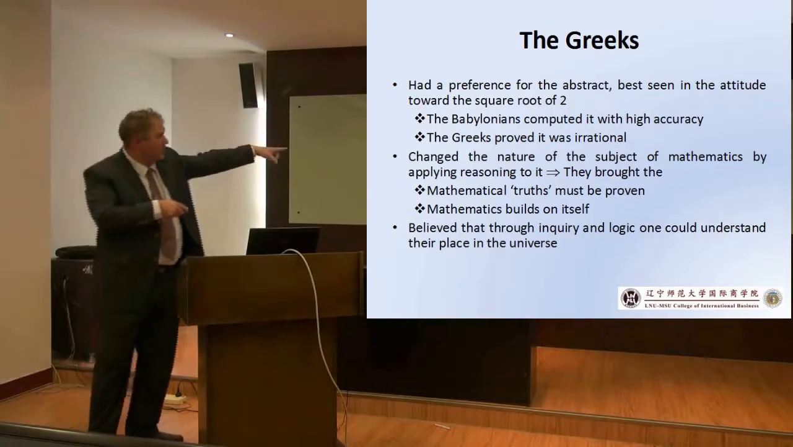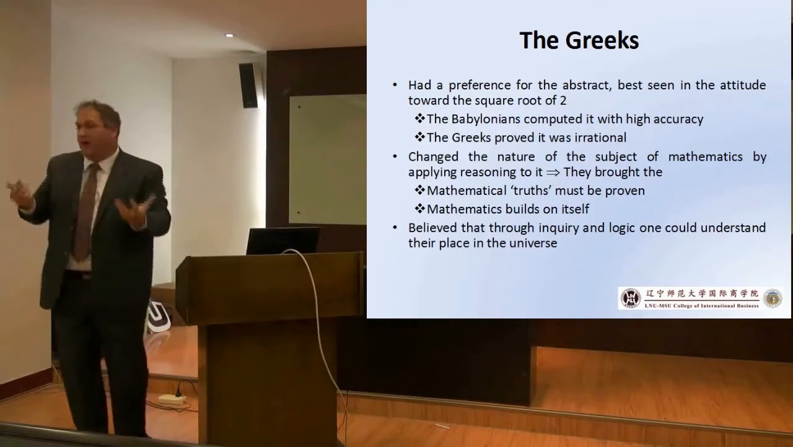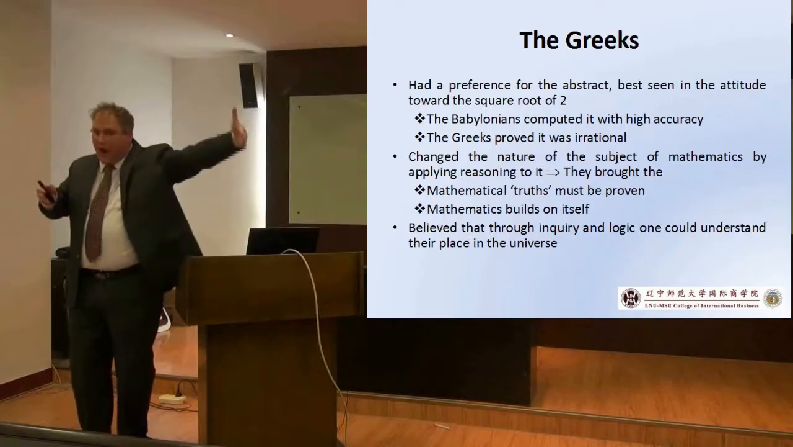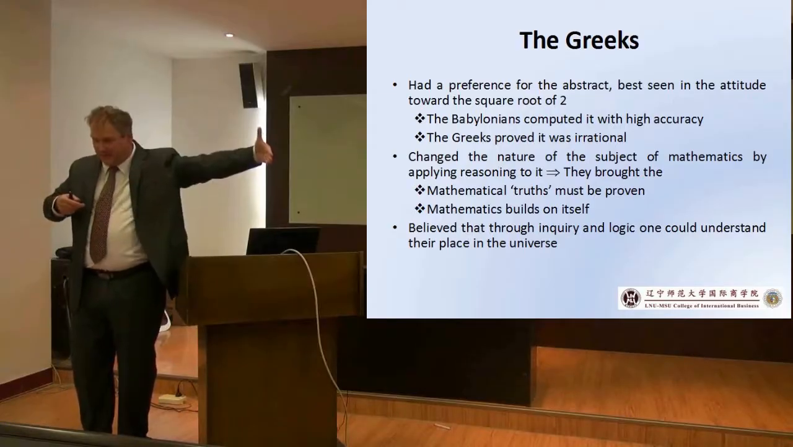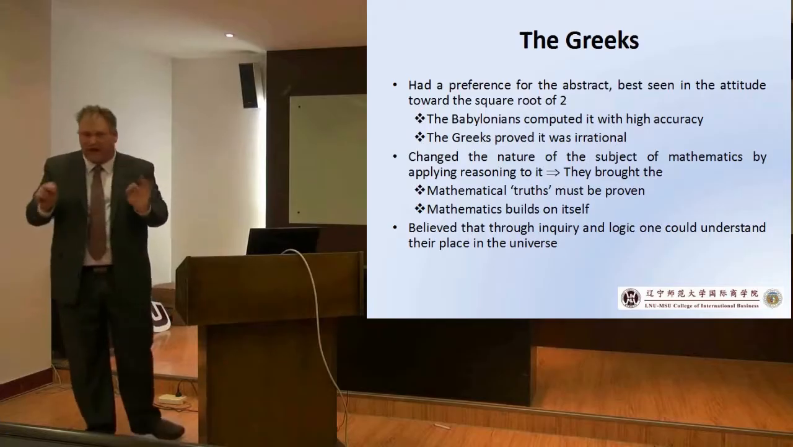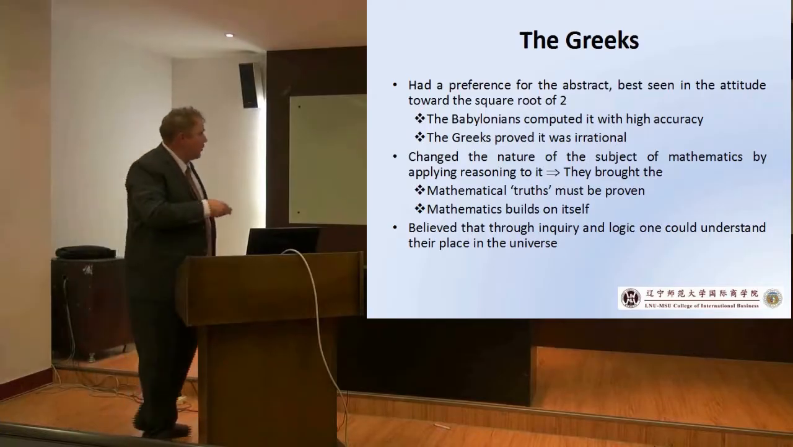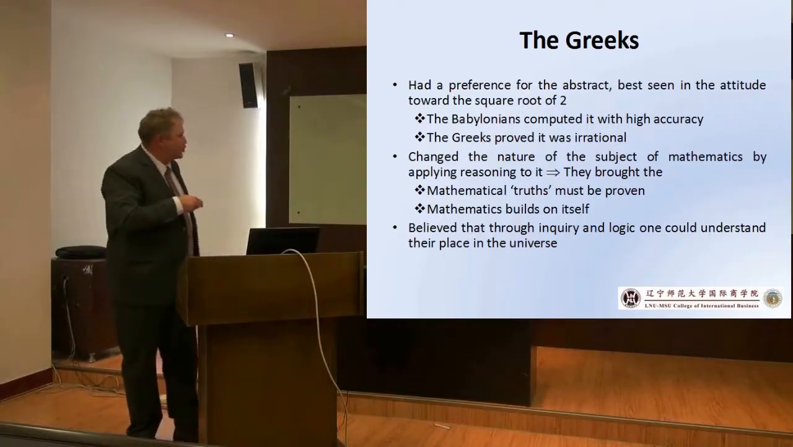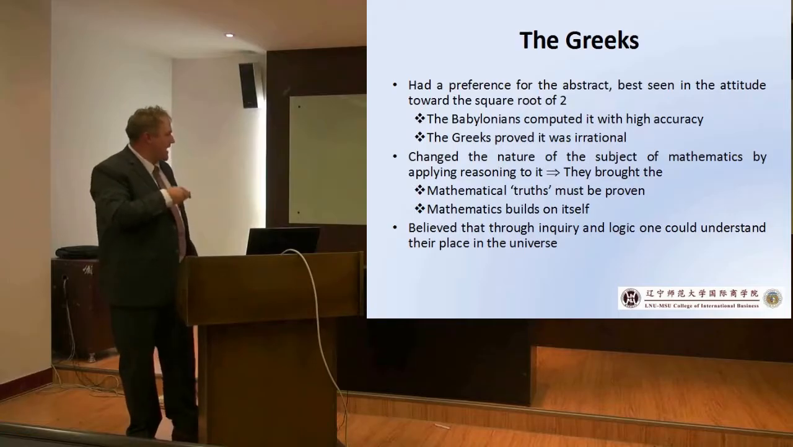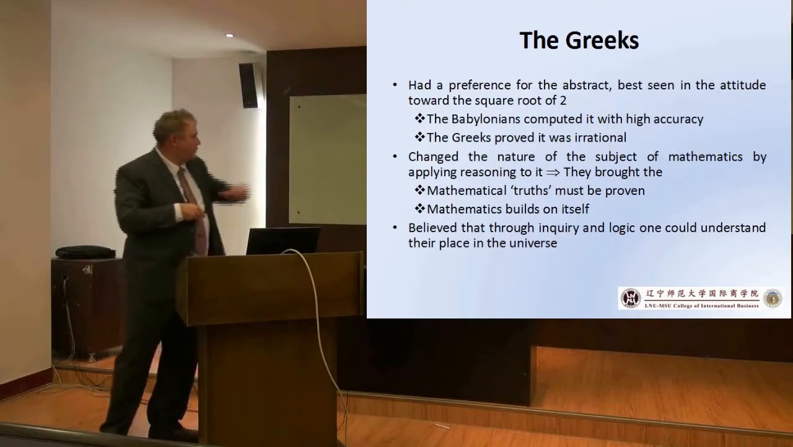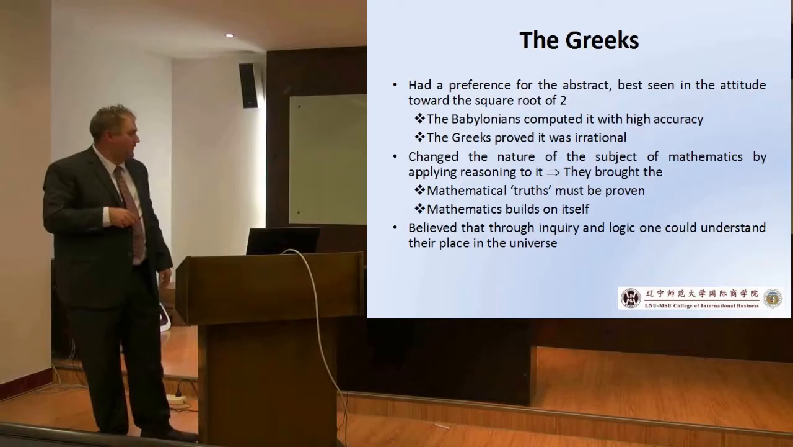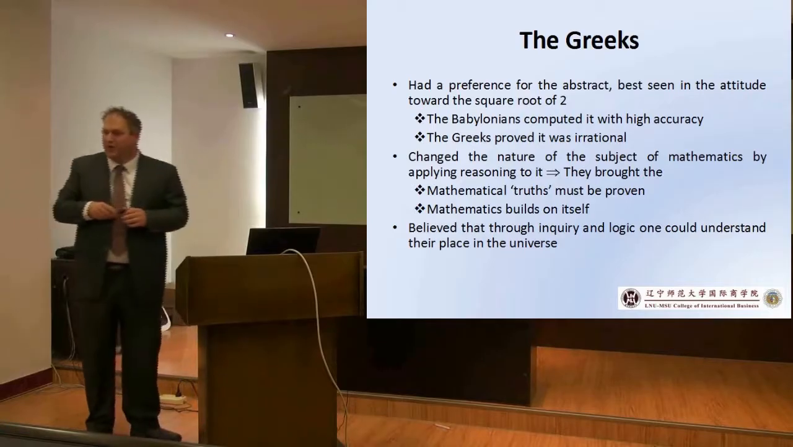An irrational number, like the square root of 2, never stops and doesn't repeat. So it's a different kind of number. What they said is that mathematical truths must be proven, and math builds upon itself. Through inquiry and logic, they felt that one could understand their place in the universe.